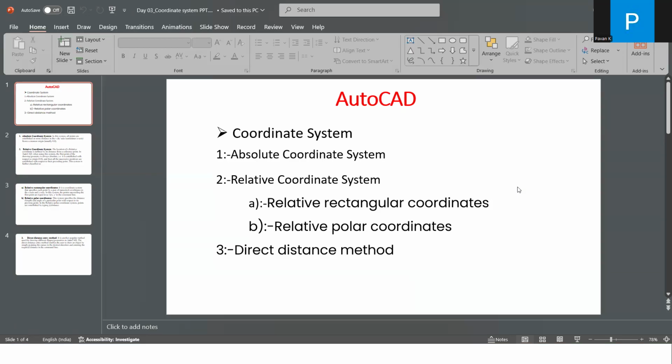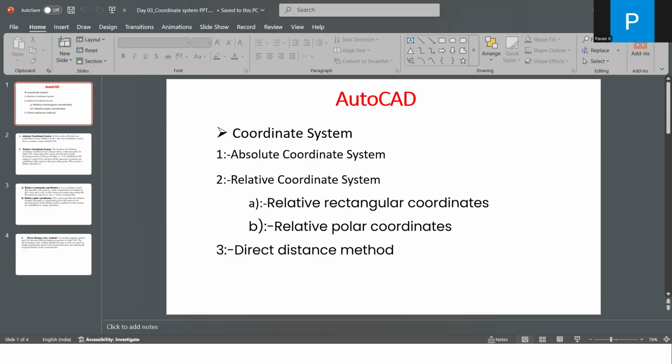There are three types of coordinate system in AutoCAD. The first one is the absolute coordinate system, then the relative coordinate system, and the direct distance method. These are the coordinate systems by the help of which you draw your geometry. I hope everyone is aware of the x and y coordinates, abscissa and ordinates, x and y. Am I right? So three coordinate systems: absolute, relative, and direct. We'll start from the absolute coordinate system.